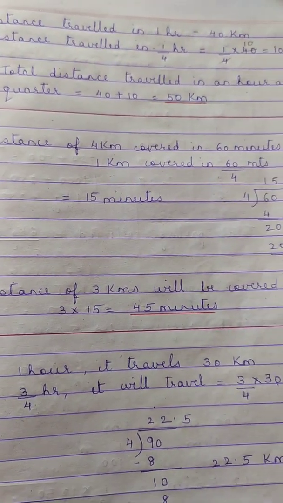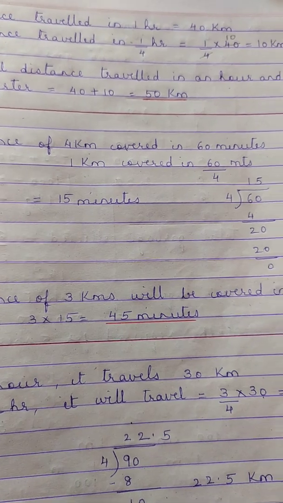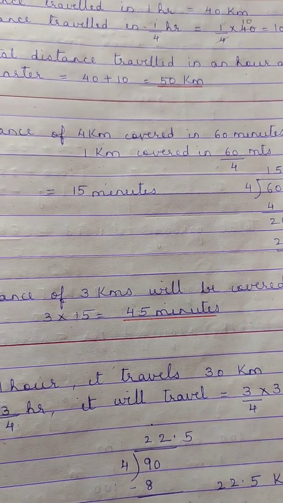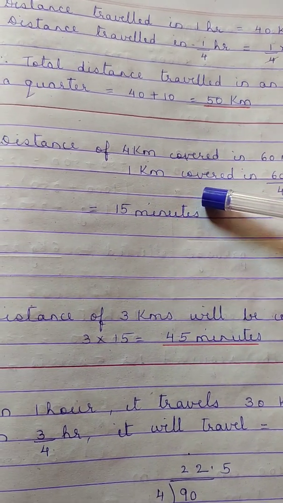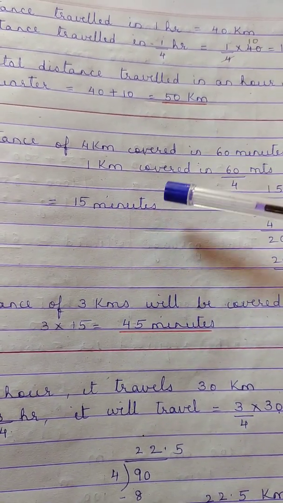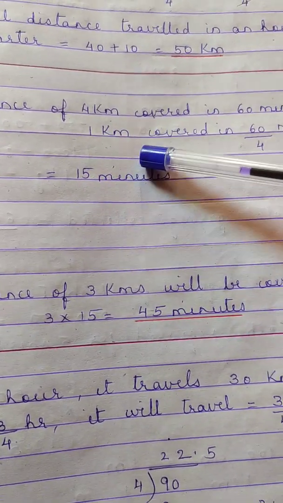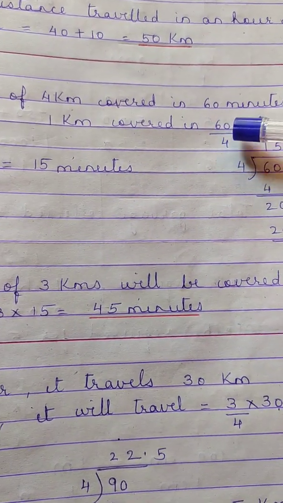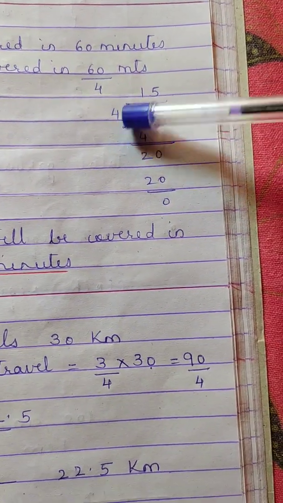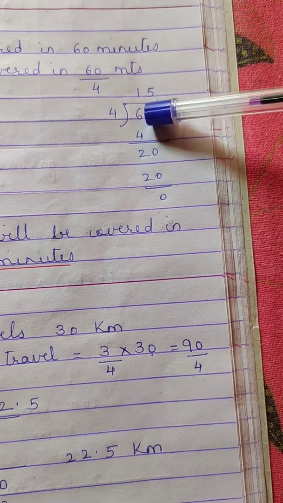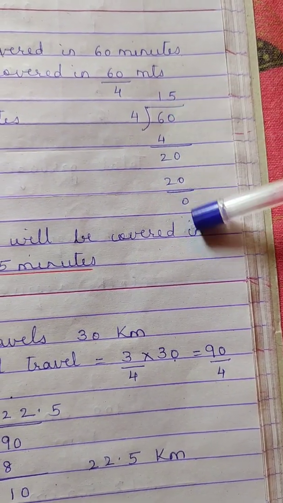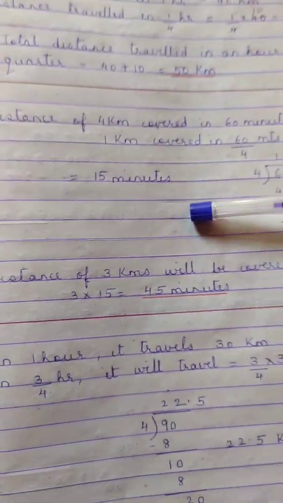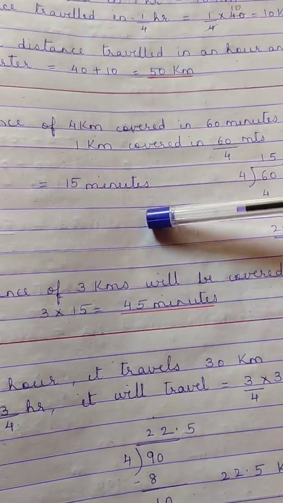If a man walks at a speed of 4 kilometers per hour, how long will it take to walk 3 kilometers? So a distance of 4 kilometers is covered in 1 hour, that is 60 minutes. Now they are asking how much time he will take to walk 3 kilometers. So if he walks 1 kilometer, how much time will he take to cover 1 kilometer? 60 divided by 4. What is 60 divided by 4? 4 ones are 4. Subtract, bring down the 0, 4 5s are 20. That means 15 minutes it takes for him to cover 1 kilometer.